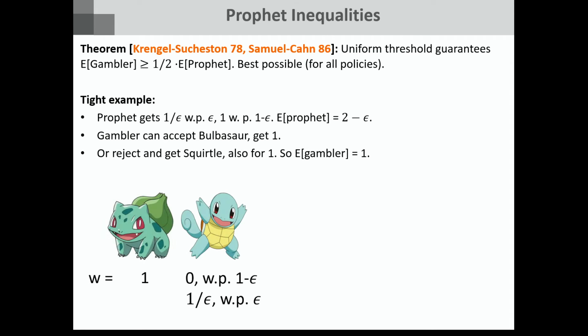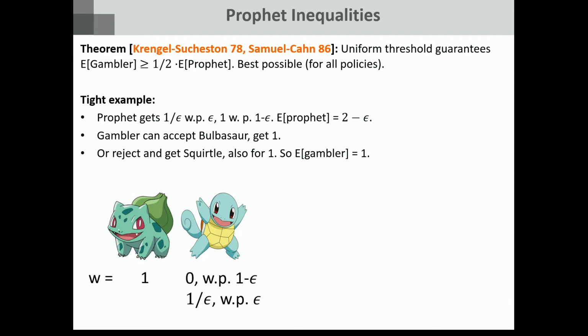Okay, so I'm going to give you a complete proof of this, but let me show you what the tight example is first. Okay, so in this example, there are only two secretaries. The Bulbasaur shows up first, and his weight is deterministically 1. And Squirtle shows up second, and his weight is 0 with probability almost 1, and 1 over epsilon with probability epsilon. Okay, so now let's reason, what does the prophet get on this example? Well, they get 1 over epsilon whenever Squirtle's value is high, and they get 1 whenever Squirtle's value is 0. So they get 2 minus epsilon.